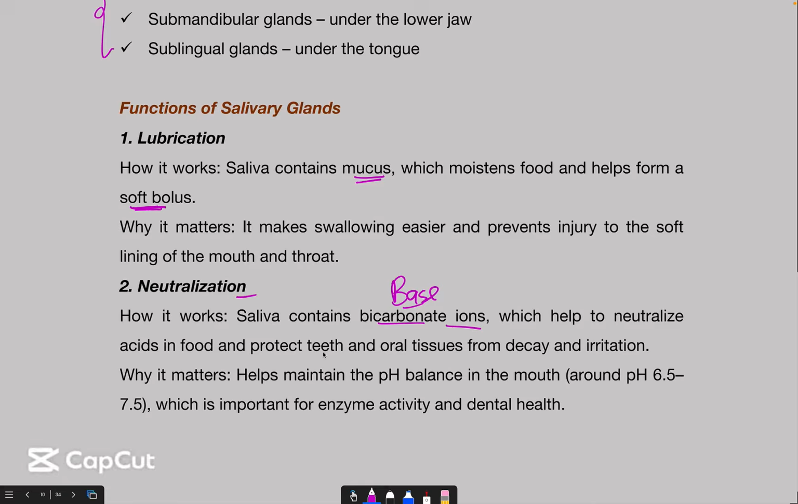bicarbonate ion, which helps to neutralize acid in food and protect the teeth and oral tissues from decay and irritation, right? The bicarbonate ion is a base. So when acid reacts with base, it neutralizes it. Why does it matter? It helps maintain the pH balance in the mouth around 6.5 to 7.5, which is important for enzyme activity and dental health.